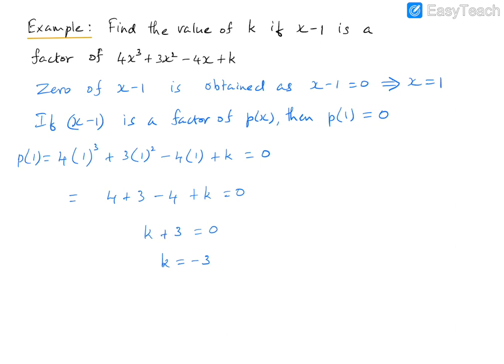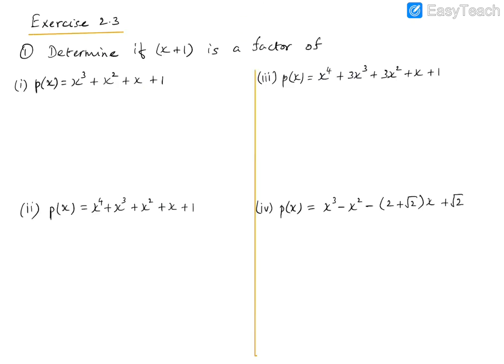So fairly straightforward, okay. In this case we are given that x minus 1 is a factor, and therefore we equated the remainder to 0 to obtain the value of k, okay. So if the remainder is 0, then x minus 1 is a factor. If x minus 1 is a factor, then the remainder must be 0. So these are two converse statements of each other, and using that we are able to find the value of k in this particular case.